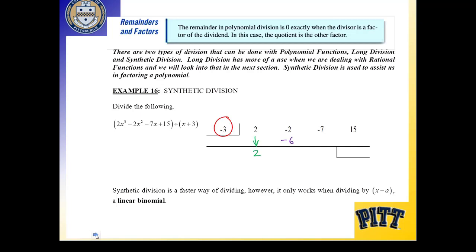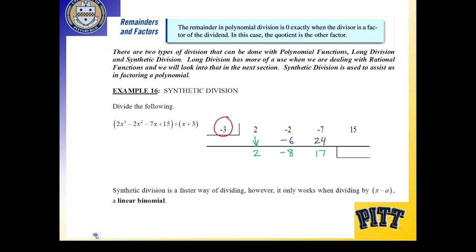I now add the two numbers together that I have now. Negative 2 plus negative 6 is negative 8. I now have a new number that comes below the line. So that new number gets multiplied by that negative 3. And of course, negative 8 times negative 3 is 24. And I put that underneath the next number. And now I add these together. Negative 7 plus 24 is 17.